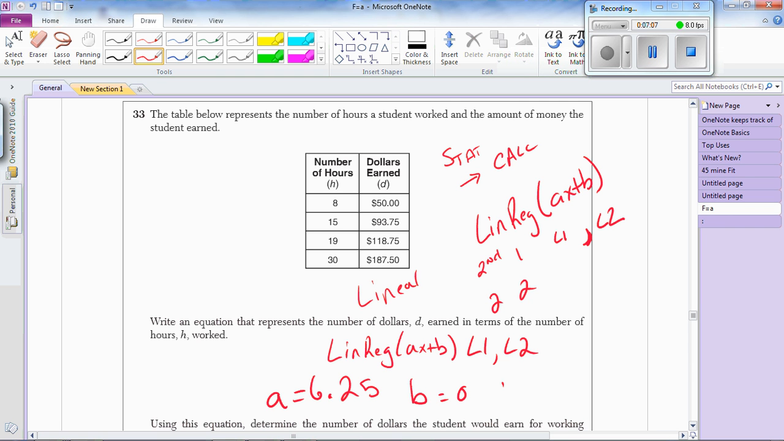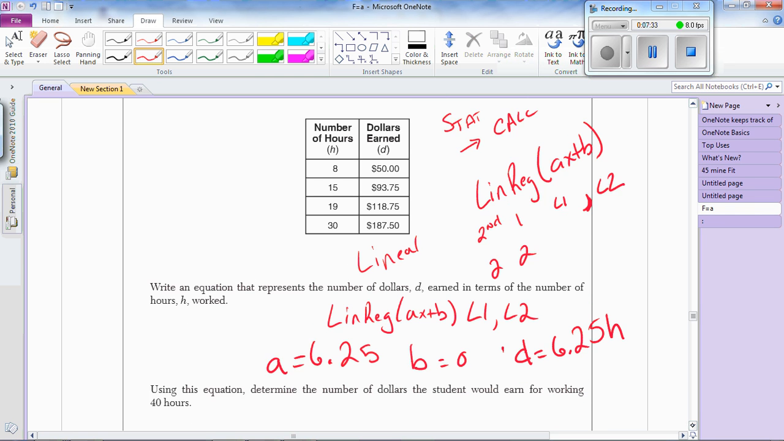So the equation is quite simple, actually. The number of dollars D is equal to 6.25H. There is no y-intercept. Doesn't that make sense? I wanted to use this as a way to remind you how to use that linear regression formula. But doesn't it make sense that if you worked 0 hours, you wouldn't get paid anything, so the y-intercept would be 0, 0.